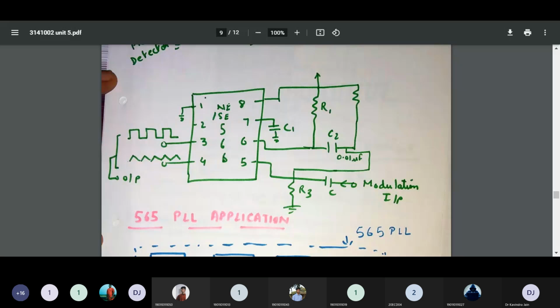Done, sir. Okay, just wait so that other students can complete, then we can proceed further. Done, sir. Aniket, what is your status? Have you completed? Yes, sir. Done, sir.